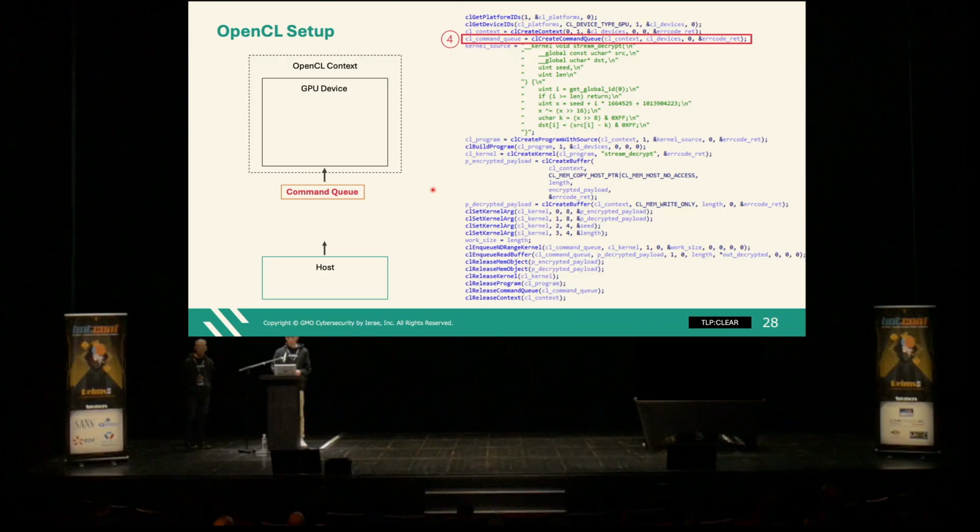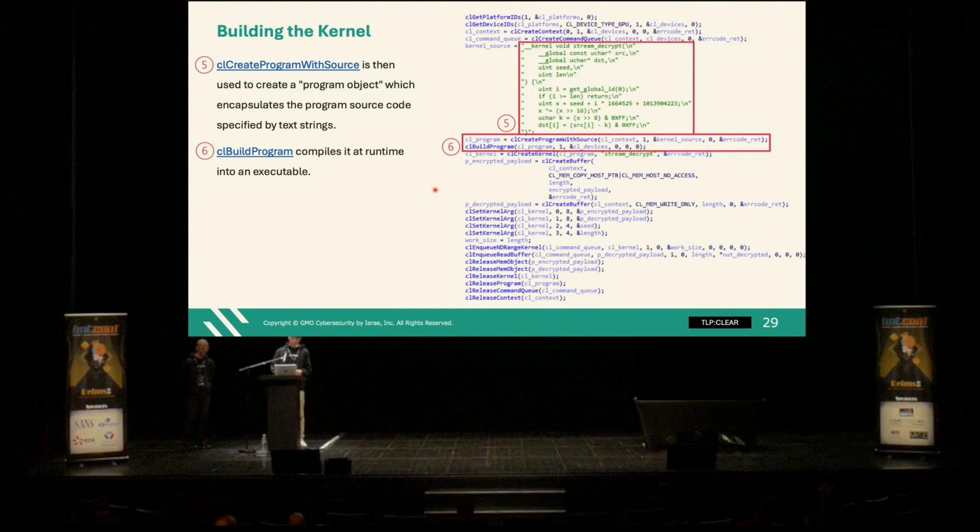So to actually execute that kernel and then perform operations on it later, a command queue is created with clCreateCommandQueue. And next, the malware's source code itself is provided as a text string. You can see here, this is the malware author's source code for the kernel provided as a text string, and this is actually compiled at runtime into an executable kernel.